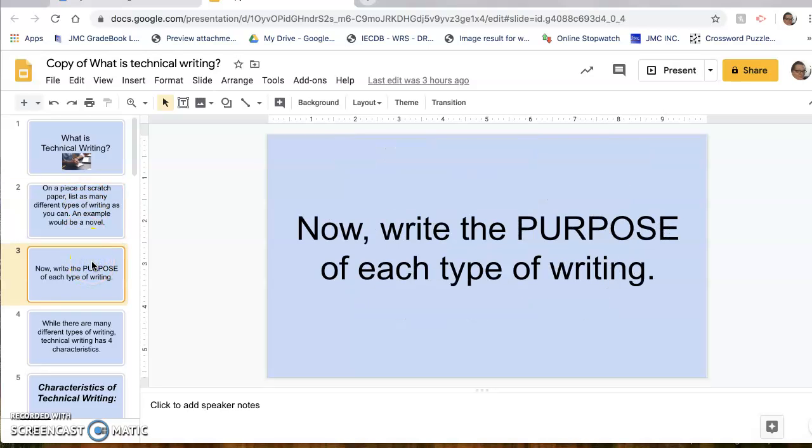Next, you're going to take the list that you've made, and next to each type of writing that you wrote down, you're going to write what the purpose of that type of writing is. If I wrote down novel, I could have a couple of different purposes. It could be to entertain. It could be to make people think about something. It could be to help someone understand a different time period, or it could just be for fun. So go ahead, by every type of writing that you wrote down, write what 1 or 2 purposes of that type of writing is. You can pause and come back when you're done.